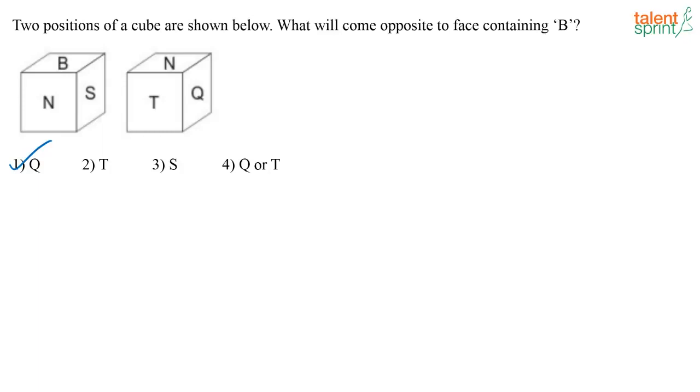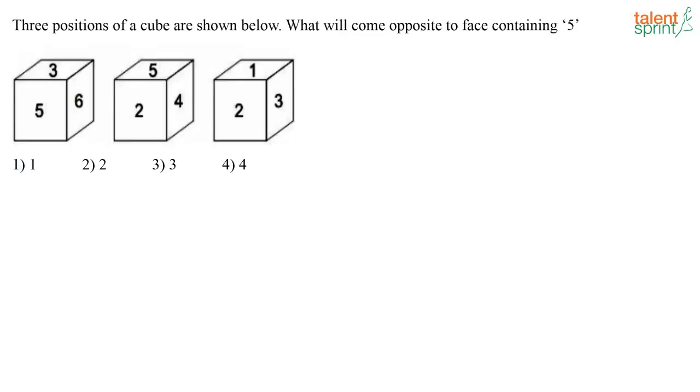See, imagine that you are tilting the cube and this face N is going upwards, and you have placed it in such a way that these two faces are seen. So obviously B has to go. Where should B go? Check that also. So let us look at the next question.